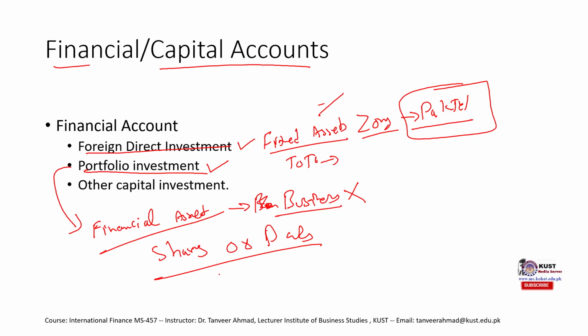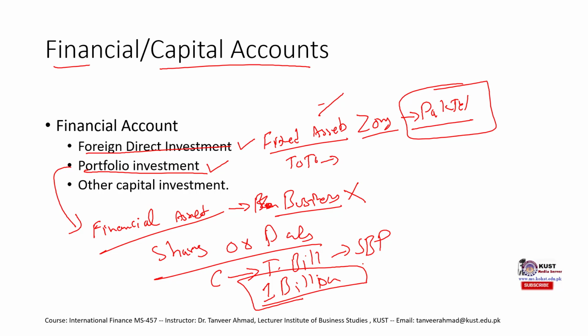So in the previous example, if you remember, I mentioned that a Chinese bank purchased T-bills from the State Bank of Pakistan, and the amount was $1 billion. This $1 billion used to purchase bonds would be recorded in portfolio investment. And any interest that is generated from this bond would be recorded in factor income.